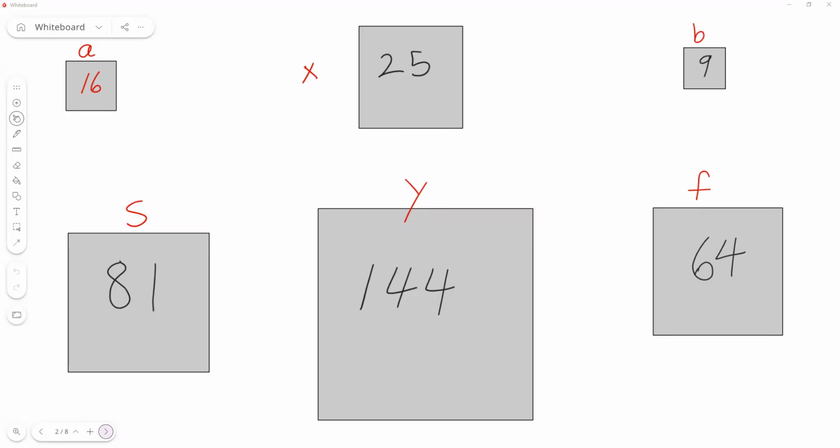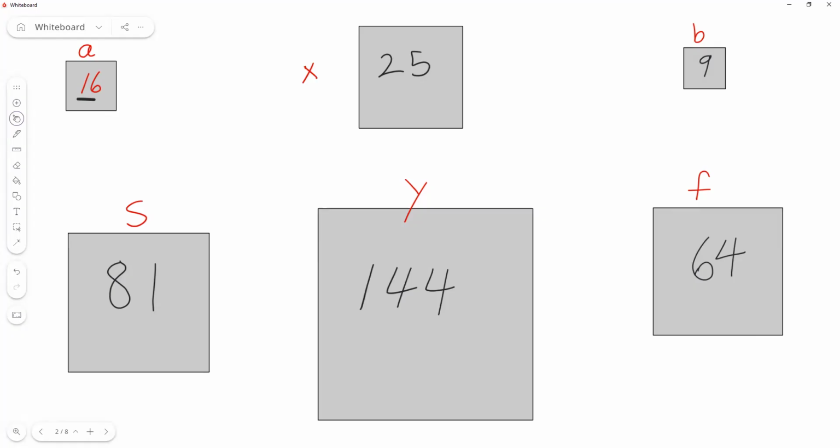So if you see on my whiteboard, there are 6 squares here, and every square has a different area. The number inside is the area of each square. And on the outside, I have a variable that stands for the length of the side. On this very first one, the area is 16. So if the area is 16, then the side is going to be 4.